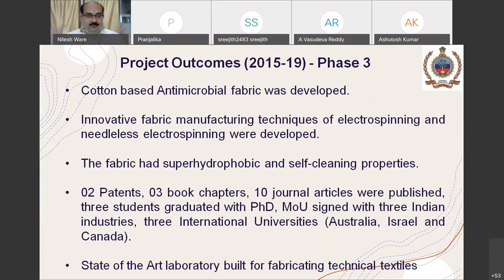Now, the project is over. So ultimately, we came out with nice outcomes, right? The outcomes are: cotton-based antibacterial fabric material was developed. The innovative fabric manufacturing technique of electro-spinning, don't get scared of this terminology, electro-spinning and nanotechnology and all, is very simple.